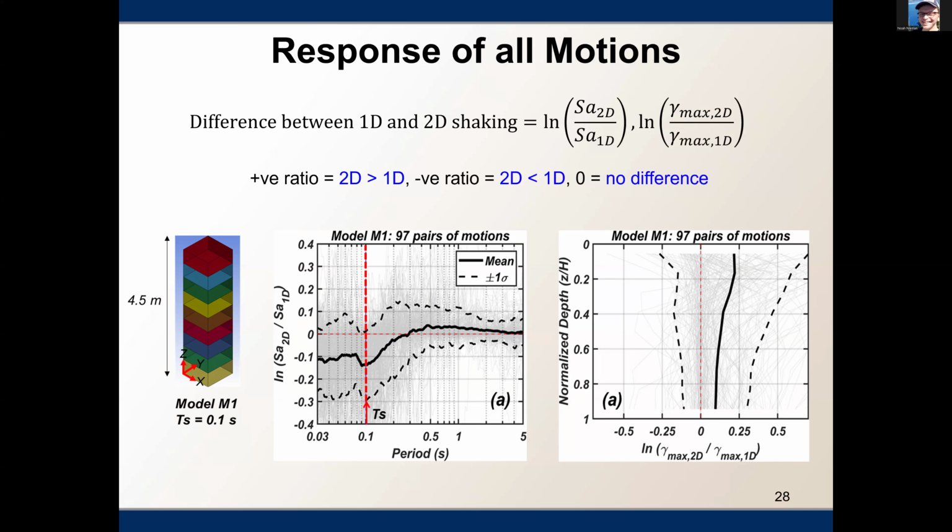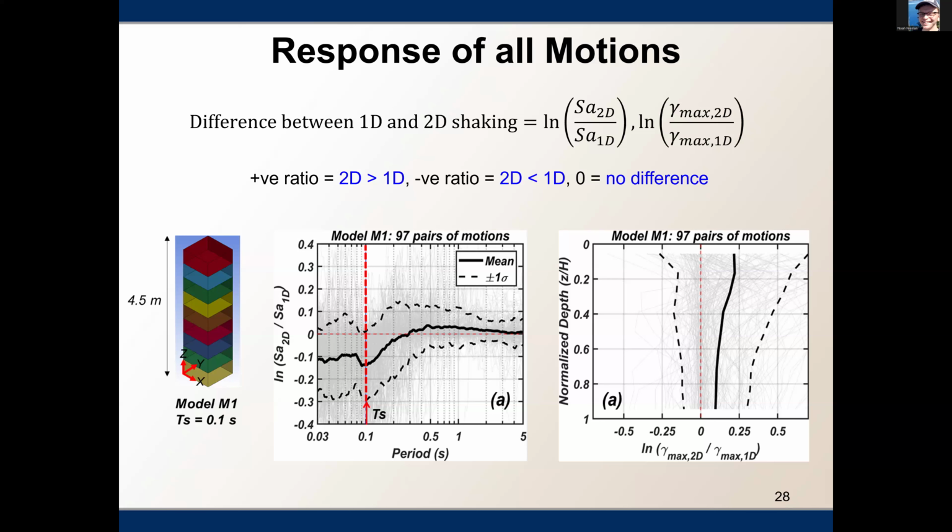You can see that for this model M1, this is the period of the soil column, which is 0.1 second. So below this period, we are having log values of around negative 0.1. We are seeing those differences, and then this difference decreases as you increase the period, and it becomes zero for higher periods. So this is the trend we observe based on many motions.